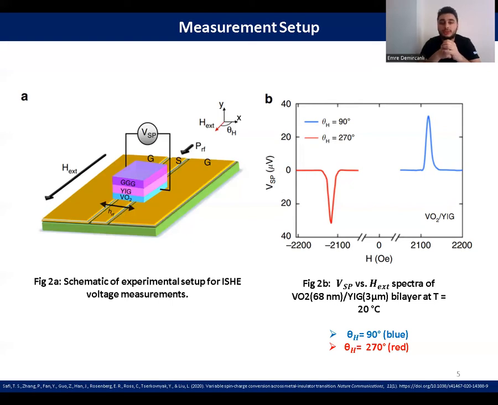So based on all this, it has been observed that the main effect here is the inverse spin Hall effect. And when the injected spin direction is reversed, there is a sign change due to the inversion of HX.